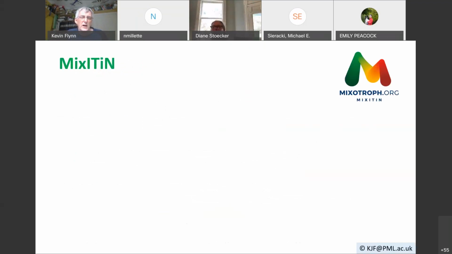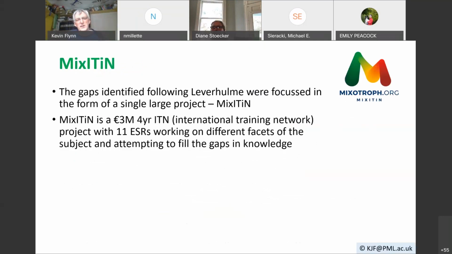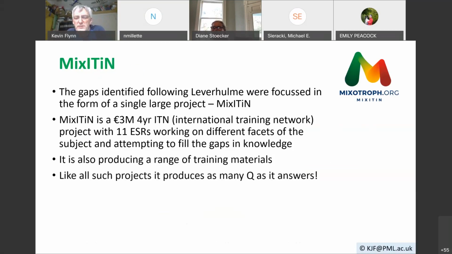From Leverhulme, the Mixotin project developed. That's a 3 million, 4-year European funded project, which is now in its final year. It's produced a range of training materials which will be made public over the next year. Training manuals like how to grow things, how to isolate things, how to model them, how to do genetic work on them, etc. Like all such projects, of course, we start off with high hopes of answering questions. We end up with more questions than we started off with, but that's science for you.